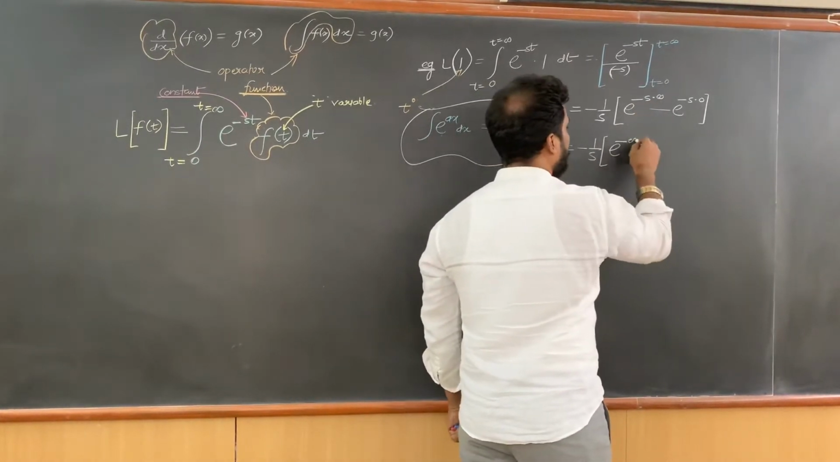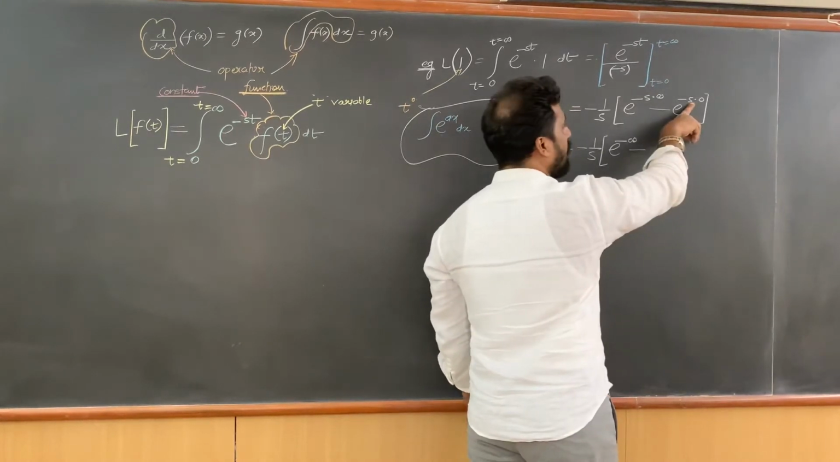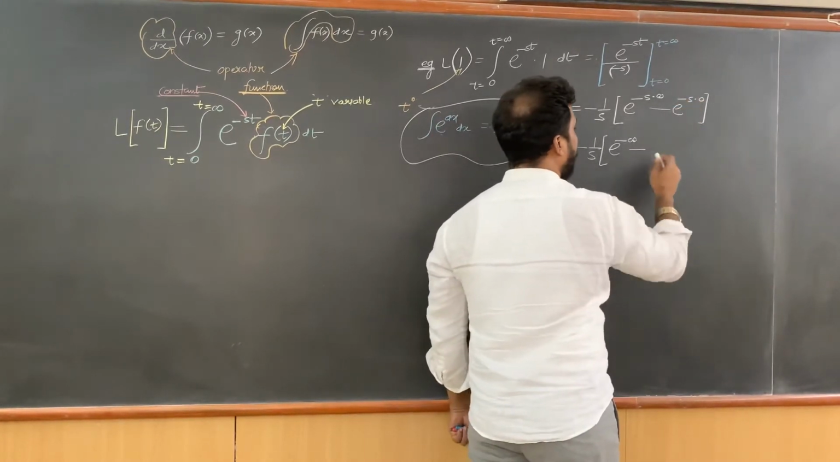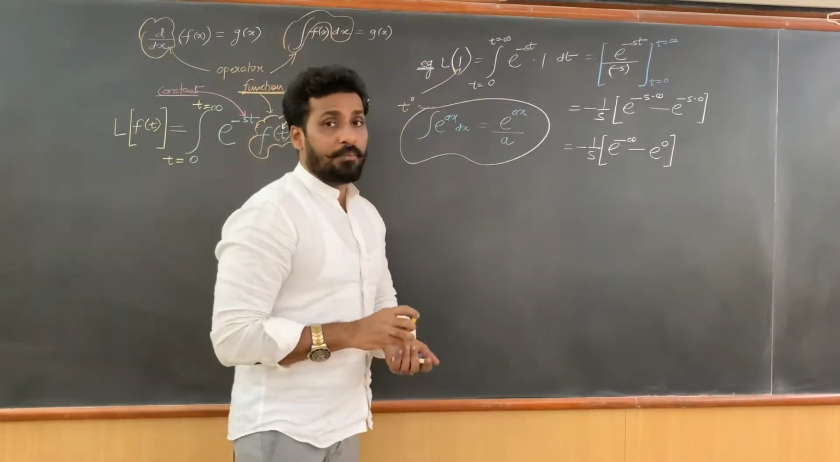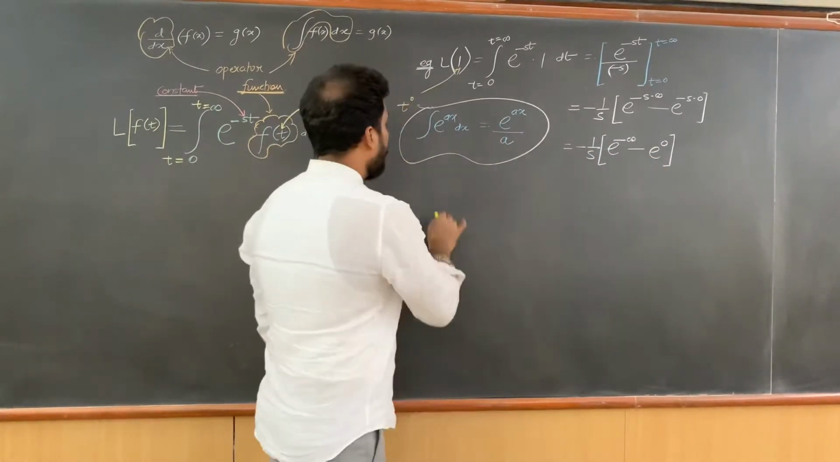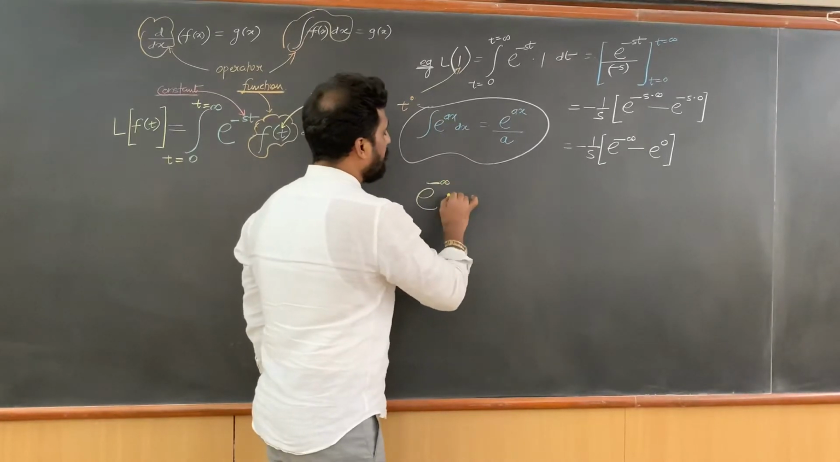You get e raised to minus infinity. Minus s is a constant number, multiplied with 0, and the minus, everything will become e raised to 0. Now, this is a very important concept. Try and recall every single time: e raised to minus infinity.